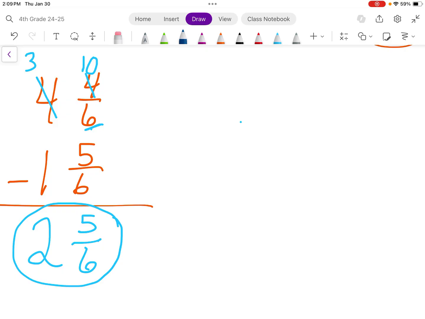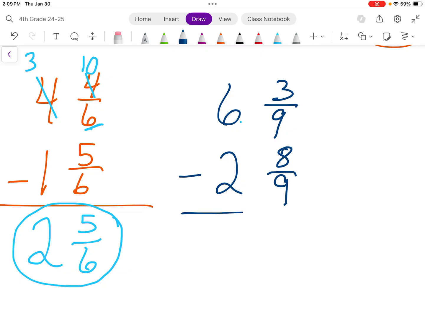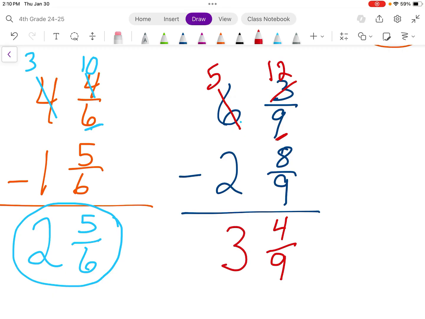Next example, we have 6 and 3/9 minus 2 and 8/9. Again, here we're going to take 3/9 minus 8/9. Can't take 8 away from 3, so I'm going to borrow from my 6, make that a 5. Again, whatever my denominator is is what we're going to add to our numerator, so 9 plus 3 is 12. So now it becomes 12/9. 12 minus 8 is equal to 4, so we have 4/9. 5 minus 2 equals 3, so our answer here is 3 and 4/9.